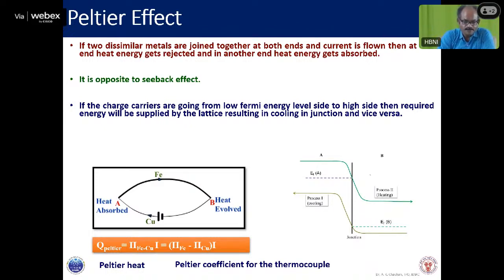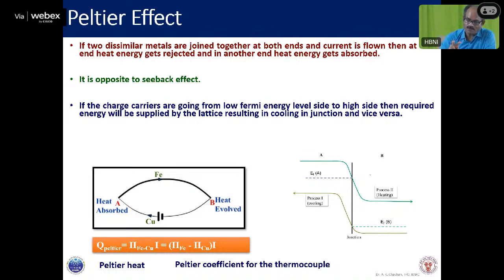Now let us see the Peltier effect. In a very simple way, it is actually opposite to the Seebeck effect. If two dissimilar metals are joined together at both ends and a current is flown, then at one end heat energy gets rejected and at the other end heat energy gets absorbed. Earlier, you had one device where one end was at higher temperature and the other end at lower temperature, and then a current was flowing through that junction or through the entire closed loop.